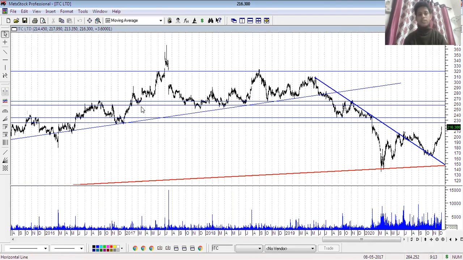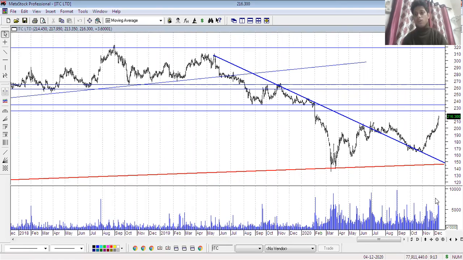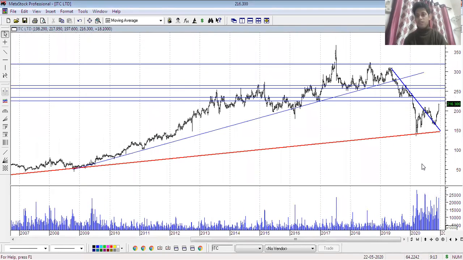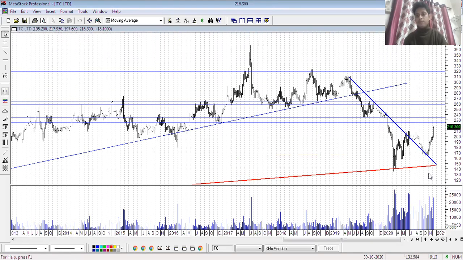You can also see this is a bottom formation, and this resistance level also broke and sustained above that level with good volume. This is another bar, and good volume is supporting these two bars. When it breaks this resistance level, it's a very good sign. And you will see this is also a very good volume breakout.